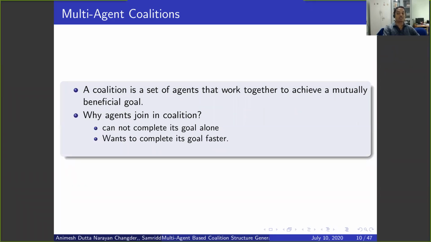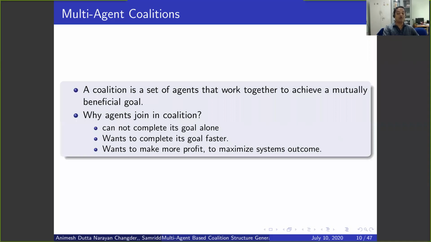They want to complete their goal faster. Sometimes it happens that if I work alone, it takes 1 hour to do a job, but if I collaborate with somebody, then the time will be less. So we want to complete the goal faster.